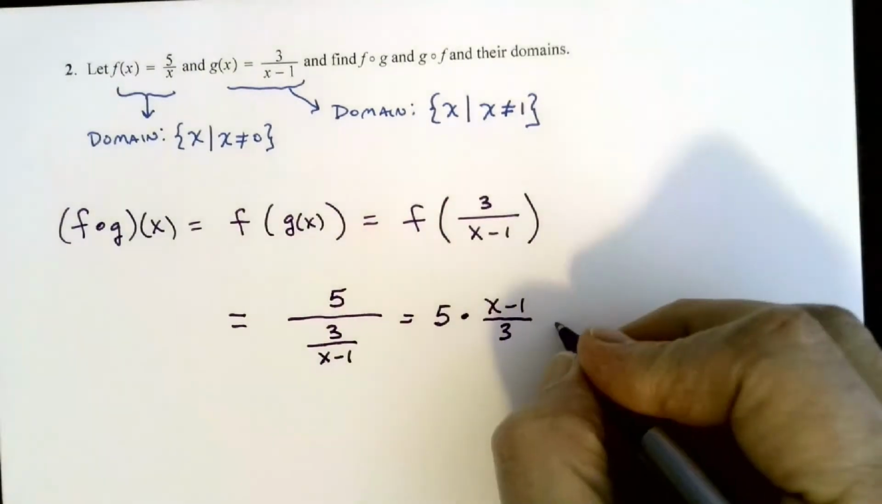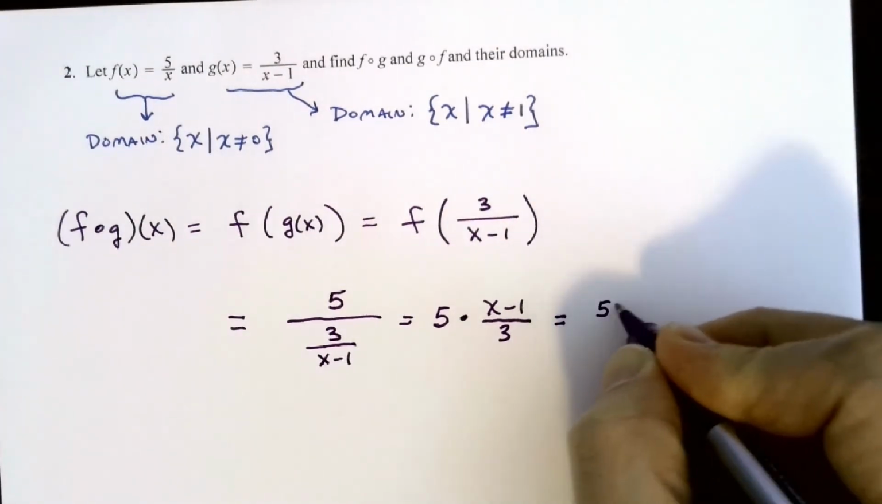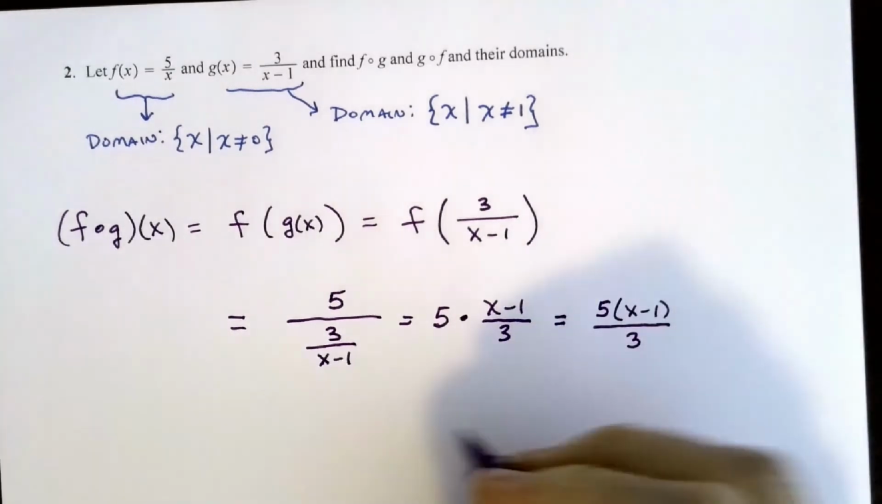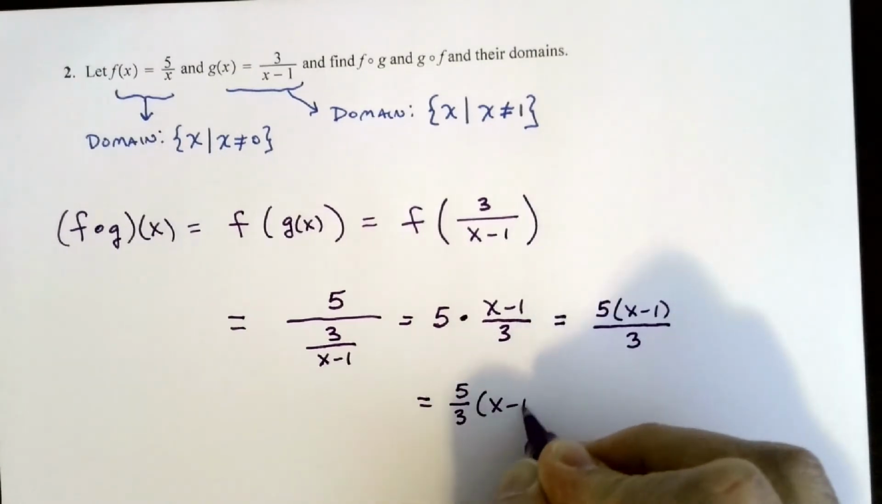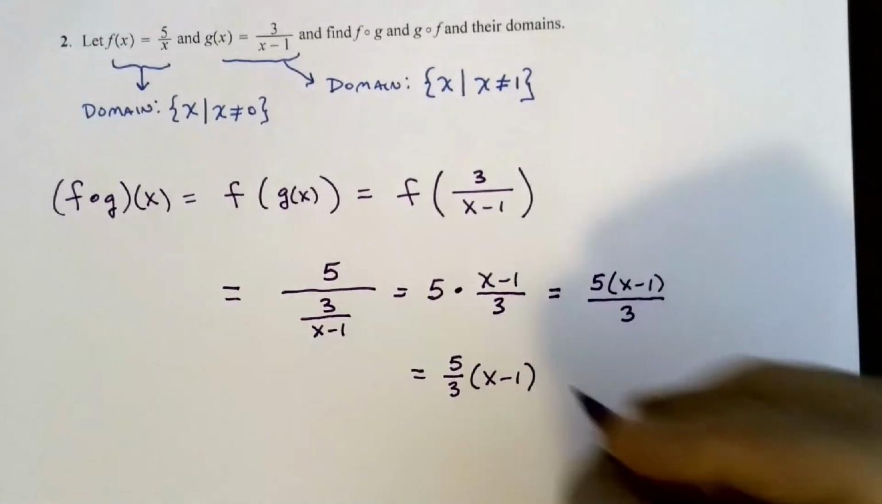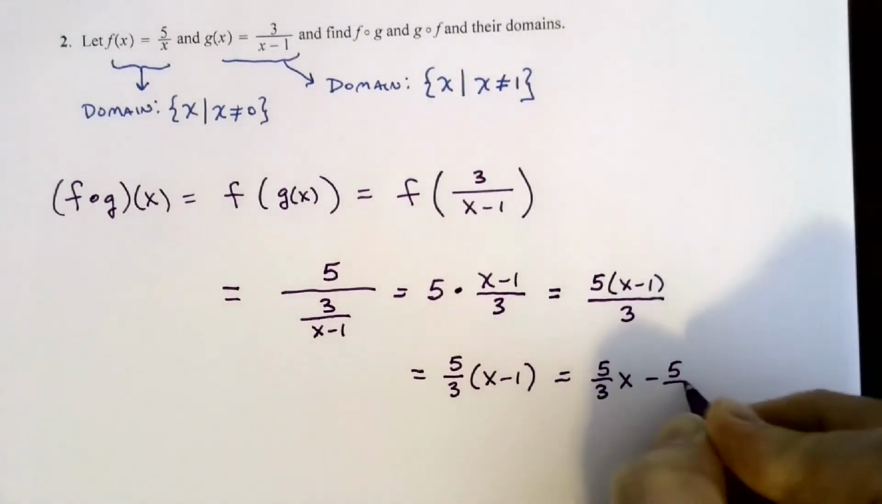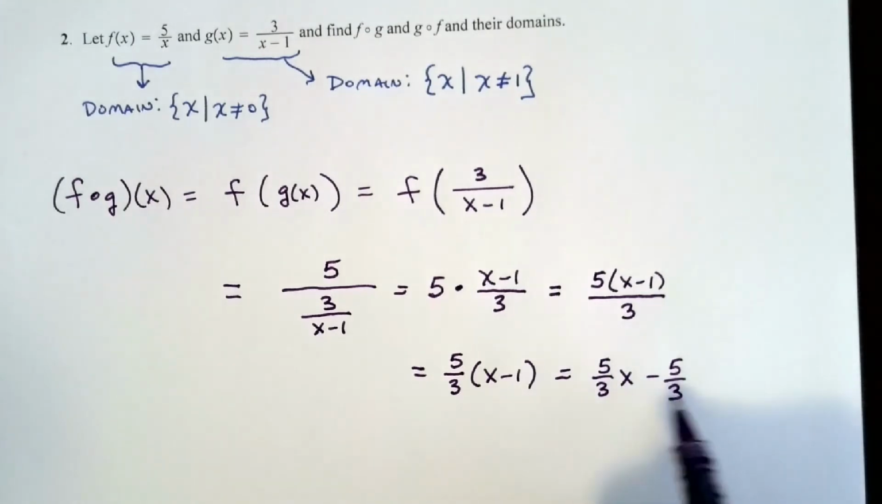And so a couple ways I can write this now. I can write this as 5 times x minus 1 over 3. Sure. I can also write it as 5/3 times the quantity x minus 1. I can also write it as, if I distribute, 5/3 x minus 5/3. Now what type of function is that? If we were to graph this function right here, what would we get? It's going to be a line, right? It's a linear function. Slope is 5/3, y-intercept negative 5/3, right?